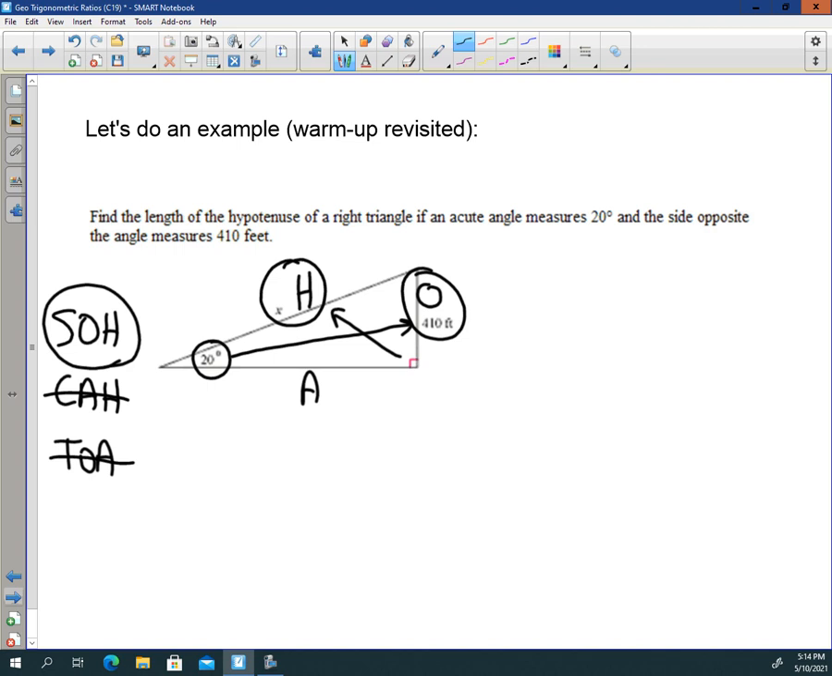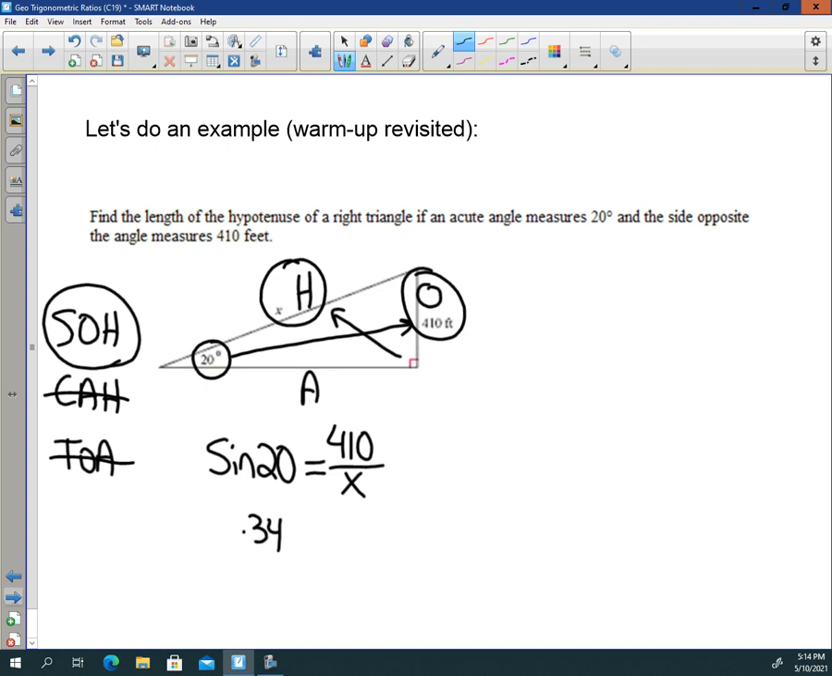Now, what this little abbreviation says is the sine of the angle is the opposite over the hypotenuse. So we're going to turn that into an equation. The sine of the angle is the opposite over the hypotenuse. That's why it helps us remember. So now we just need to start turning this into numbers. Well, sine of 20, you can push the buttons on your calculator, 20, and then sine, and I get 0.34.